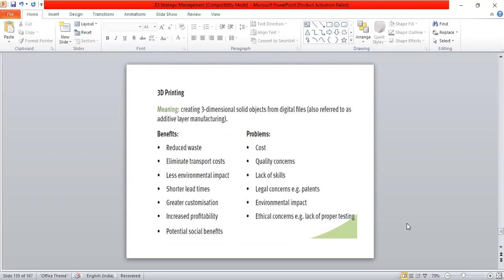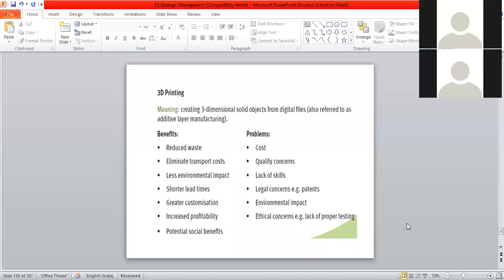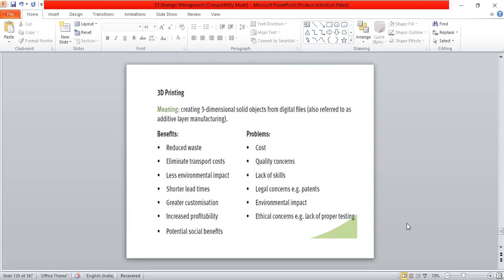So now, what are the benefits of going for 3D printing? The benefits are: reduced waste, eliminated transport costs, less environmental impact, shorter lead time. So what does it mean? When the picture is in that form, one picture suffices. It conveys the entire thing. It need not be covered from various angles, and people need not travel to have a look at what that object is all about. They can get an understanding about that object with the help of three-dimensional pictures.